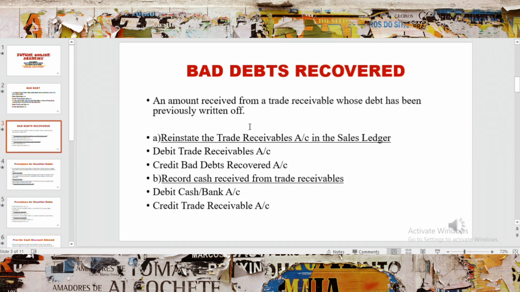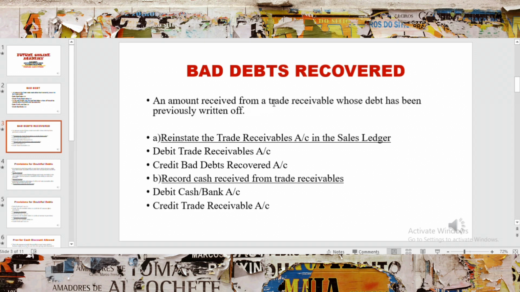Then you have bad debts recovered. What is a bad debt recovered? Let's take for example, if someone becomes bankrupt and he then gets the money, it will be recorded in the books of account as a bad debt recovered. Some bad debts recovered come after around 2 years, 1 year, or even months, where you have treated that person as a bad debt, then that person brings you back your money. It will become a bad debt recovered.